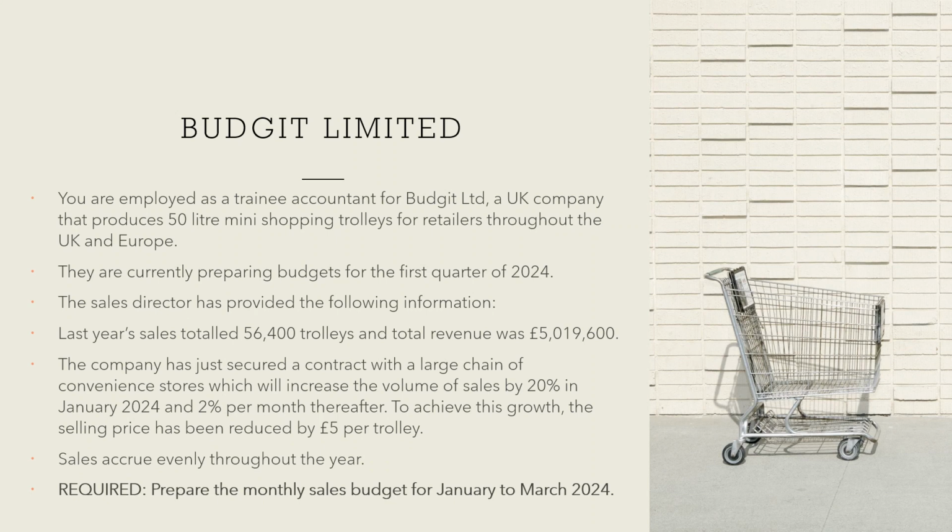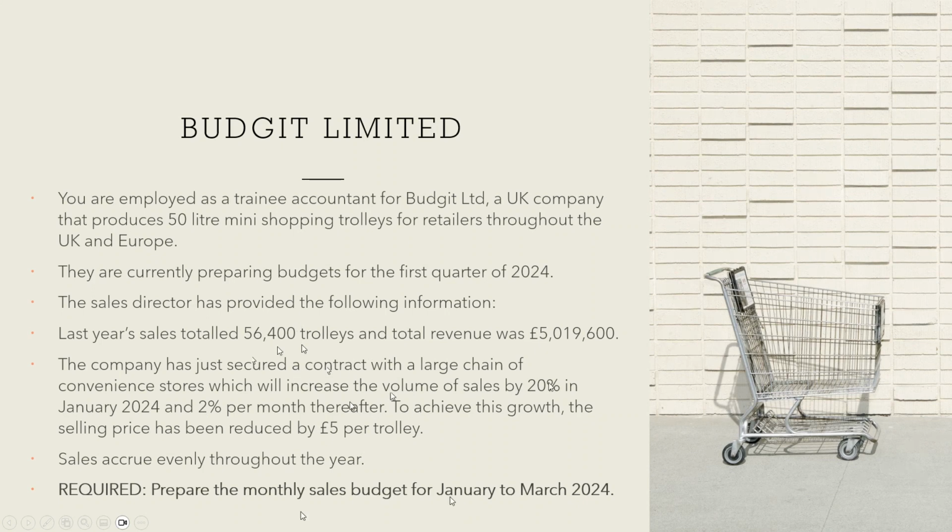So because it's monthly, we need to do a separate budget for each of the 3 months. So the starting point for this is going to be what happened last year. So we sold 56,400 trolleys, and it tells us that sales accrue evenly throughout the year. So if we divide that by 12, that will tell us how many trolleys we've managed to sell in 1 month. So it's 56,400 divided by 12 is 4,700 trolleys a month. And we've got the total revenue here was 5,019,600. If we divide that by the 56,400 trolleys, it tells us that they were sold at a price of £89.